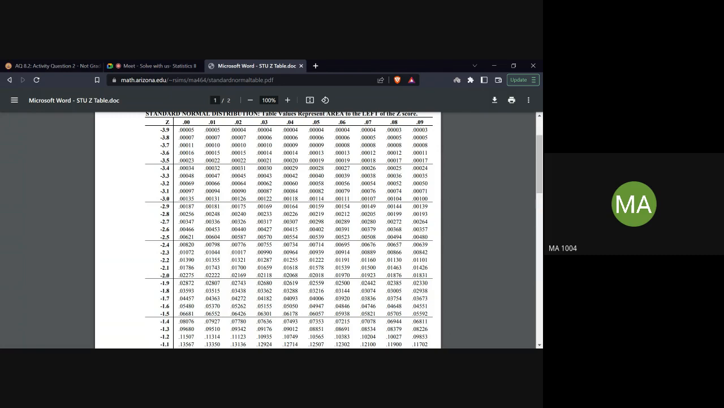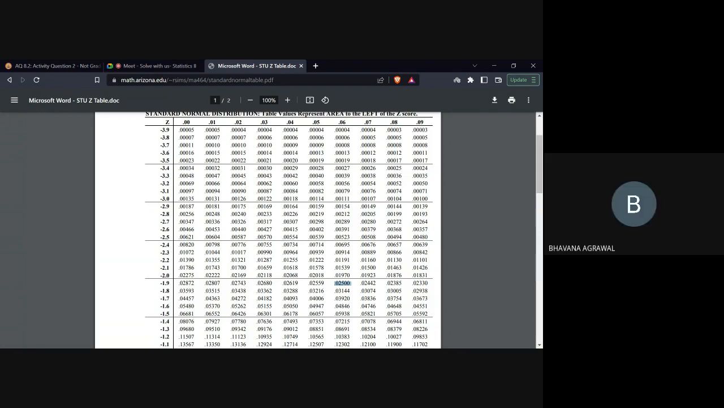Let's say I have asked you what is F of minus 1.96. You have z to be minus 1.96. So I will look at minus 1.9 on this left side column. You see you have minus 1.9 here, in this row. Now you look at where is 0.06. 0.06 is here. Now if you go down, it's given to be 0.025.